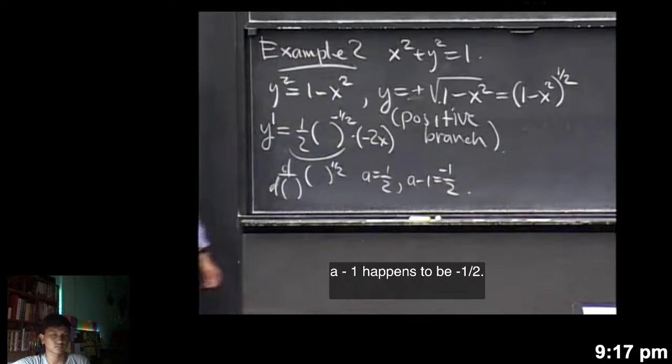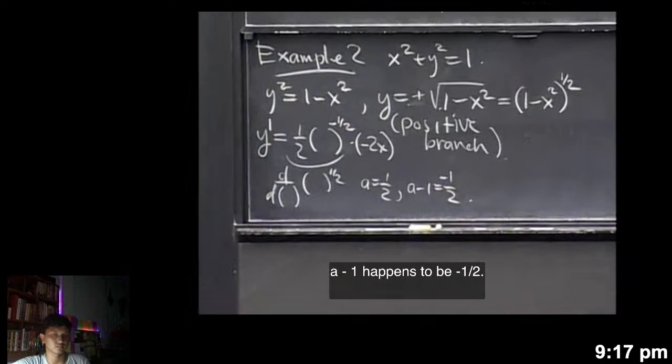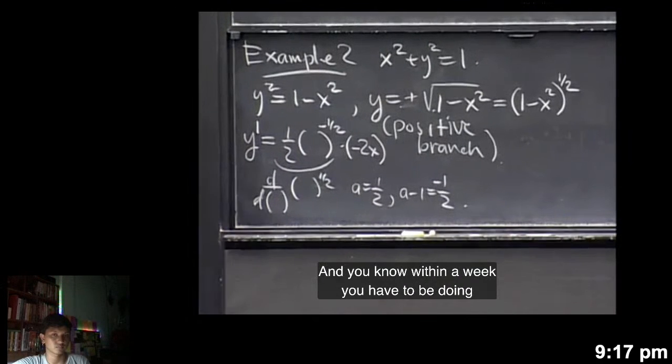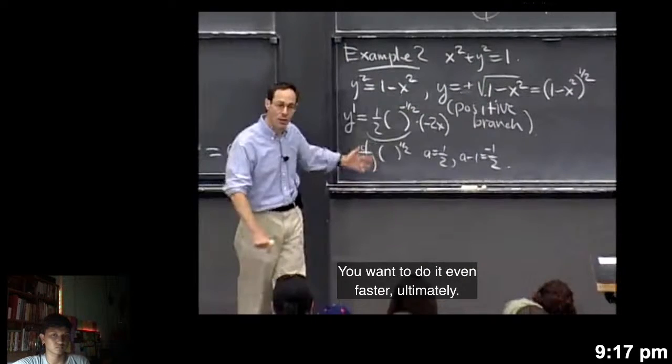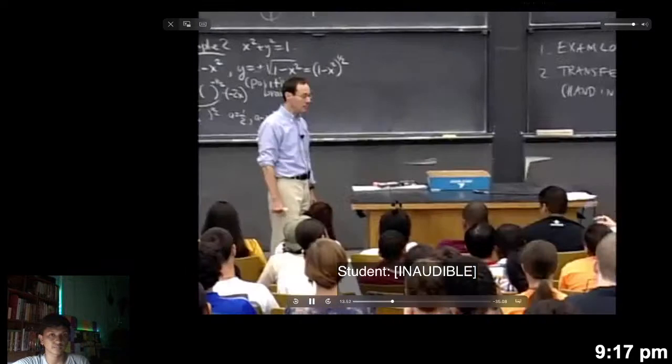Okay, so I'm putting all those things together, and within a week you have to be doing this very automatically. So we're going to do it at this speed now. You want to do it even faster, ultimately. Yes. The question is, could I have done it implicitly without the square roots? And the answer is yes. That's what I'm about to do.